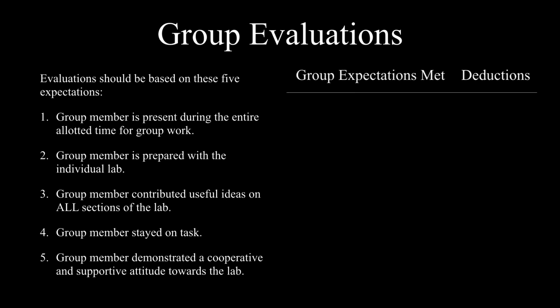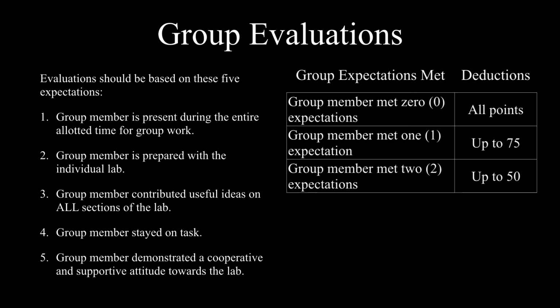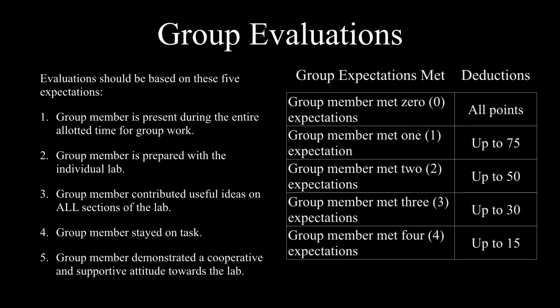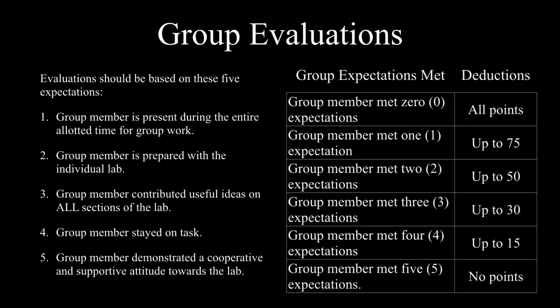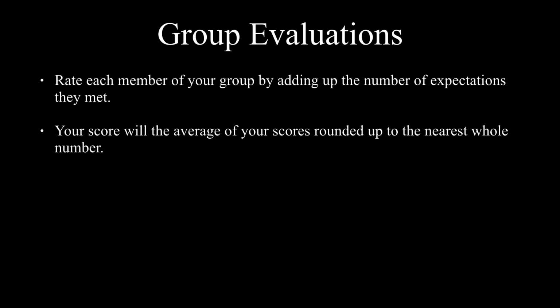Group evaluations are also based on a deduction system. Here are the deductions you can receive: up to 75 points, 50 points, 30 points, 15 points, and no points. Again, this is based on the number of expectations you met and your overall average. Again, for group evaluations, you must rate each member of your group. Your score will be the average rounded up to the next integer. For example, a score of a 3.2 would be rounded up to a 4.